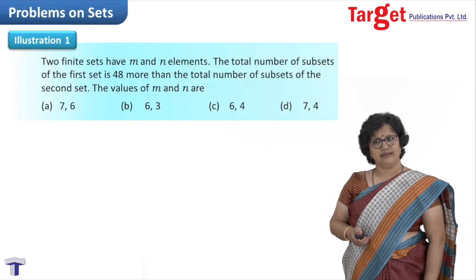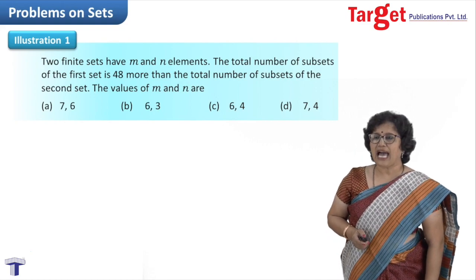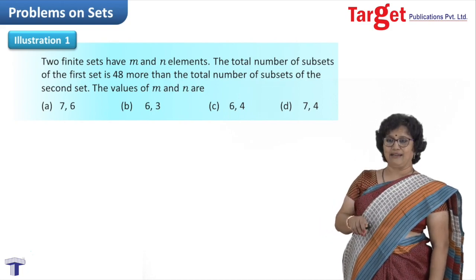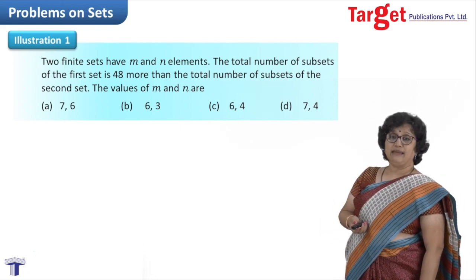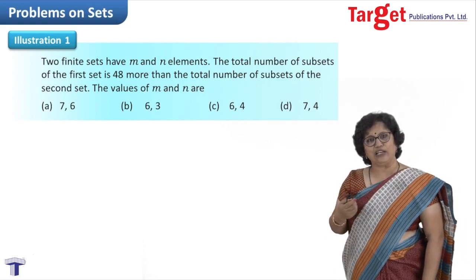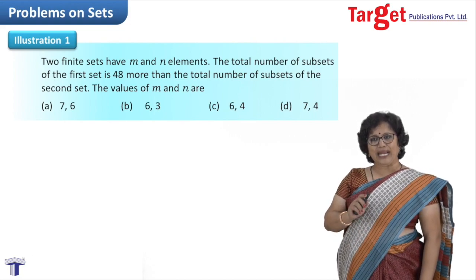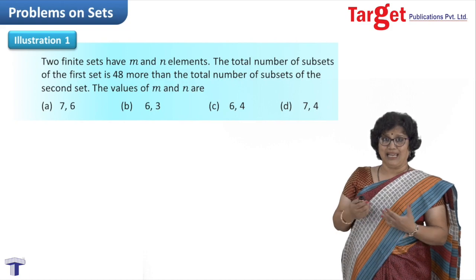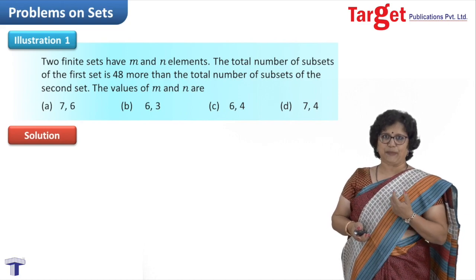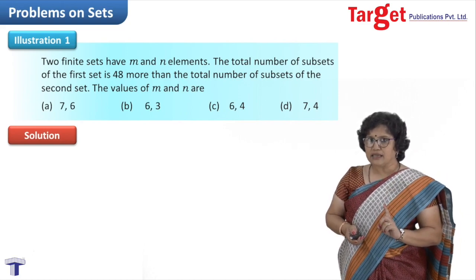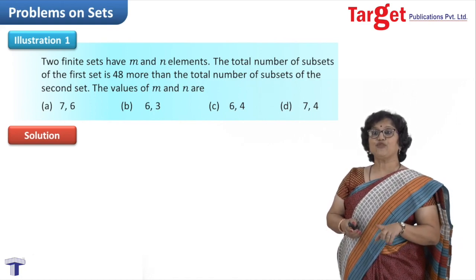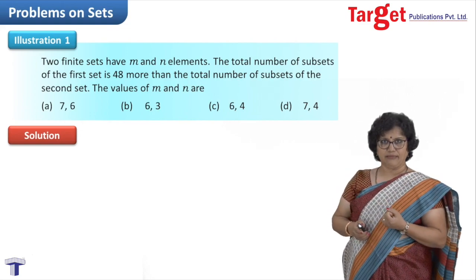So my first question is that two finite sets have m and n elements. The total number of subsets of the first set is 48 more than the total number of subsets of the second. Then what are the values of m and n? Now when you read this question, it has not given any names. But just to start with, I take the first set as say A and the second set as B. The question says that the number of subsets of set A is 48 more than the number of subsets of set B.